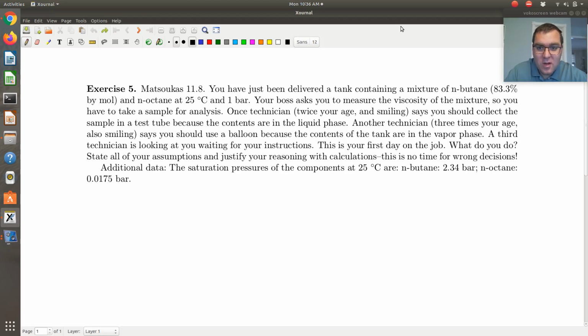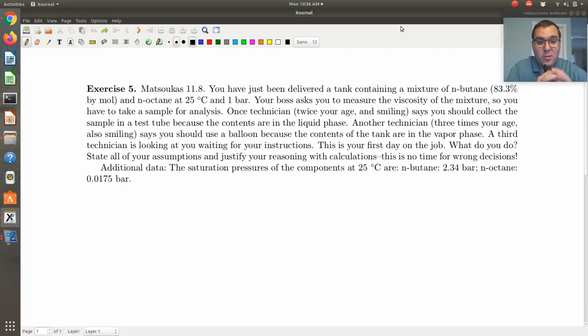Let's take a look at exercise 5, which is problem 8 from the course text, which is our next Raoult's law problem. So we've just been delivered a tank containing a mixture of n-butane and octane at 25 degrees C and 1 bar, and it's 83.3% by moles butane.